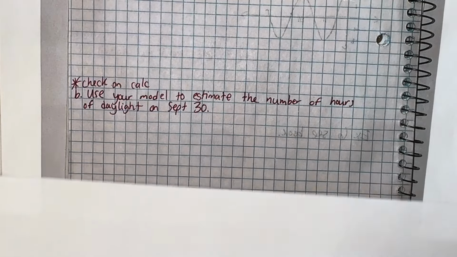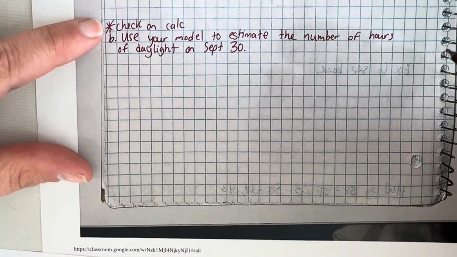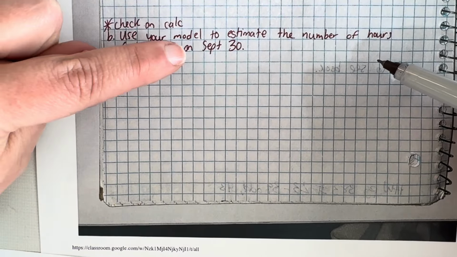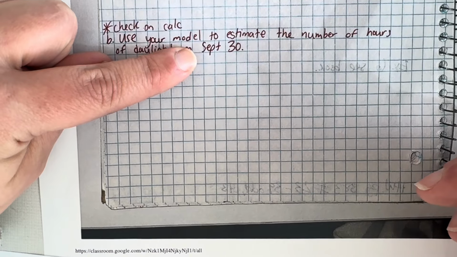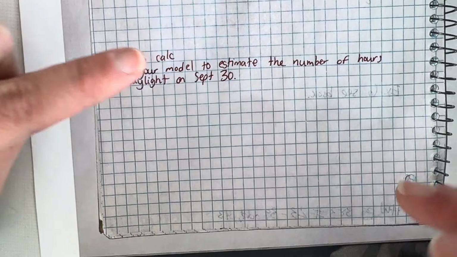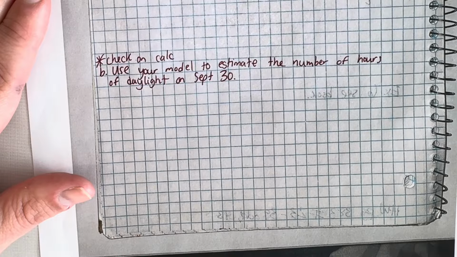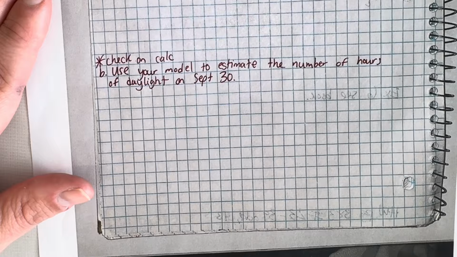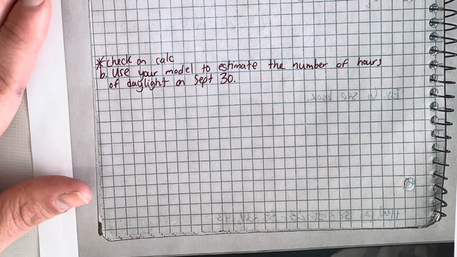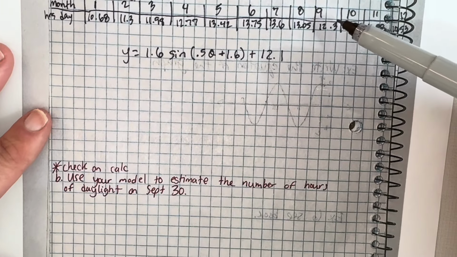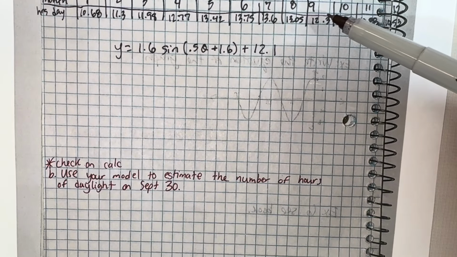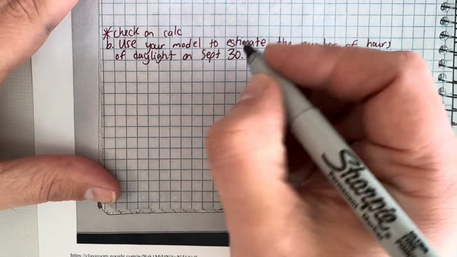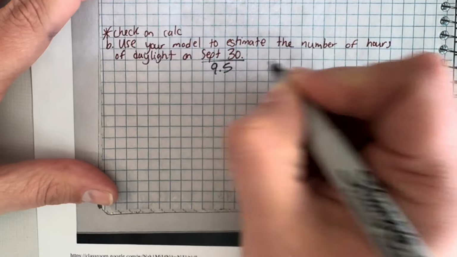Now it's going to ask me down here, we did it on a calculator instead of checking. Use your model to estimate the number of hours of daylight on September 30th. Well, for September 30th, we know September was 9. These amounts are at the 15th of the month, so the 30th would be halfway through our month here. So September 30th would be equal to 9.5.